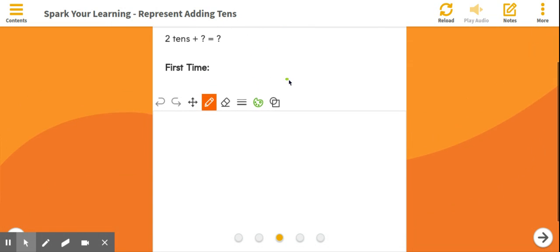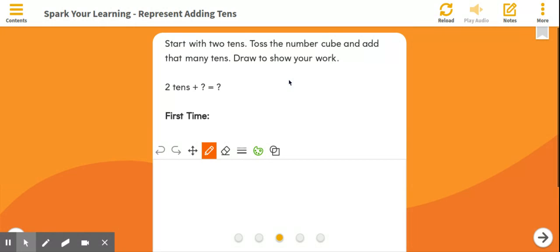So I'm going to make mine look like our green tens and ones. So I'm going to use a green pen on this page so that hopefully you can understand that this is the same as a 10 stick. So 2 tens would look like this. And I rolled a dice and I got 4. So I'm going to make 4 more tens that we're going to add together.